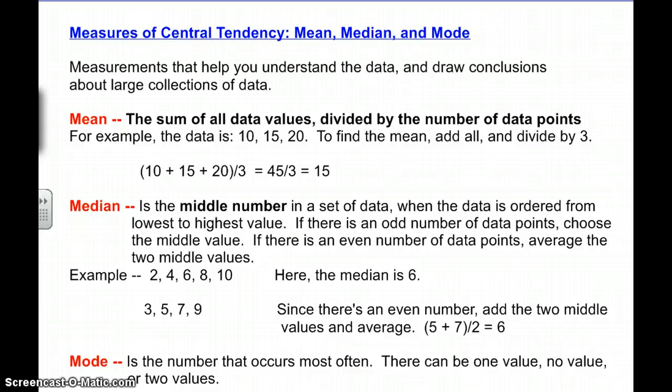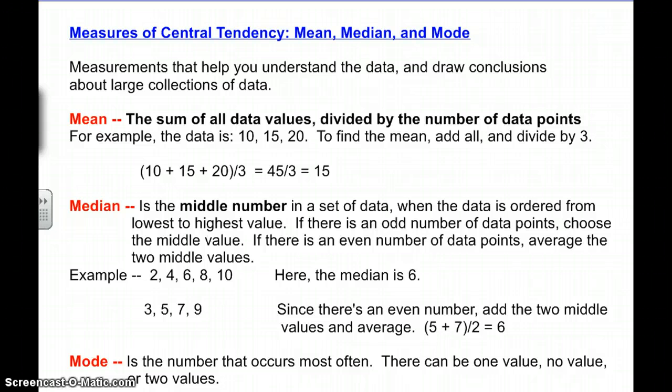And the first one is the mean. And you've probably used the mean before. Some people call it the average. It's the sum of all data values, and then you divide by the number of data points. So for example, if we just have 3 data points, 10, 15, and 20, to find the mean, we add them all together, and we divide by 3 because there are 3 data points. So here we would add 10, 15, and 20, divide by 3. That's 45 divided by 3. That's 15. So 15 is the mean.